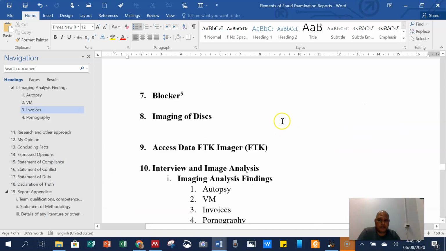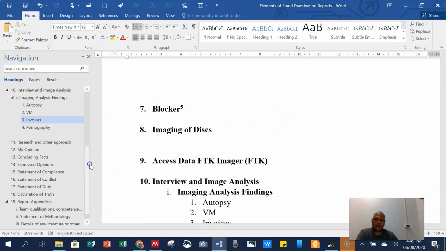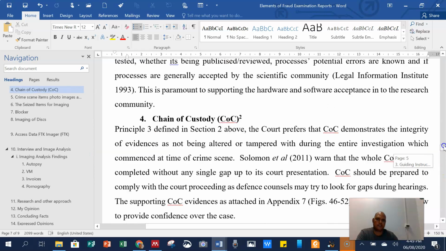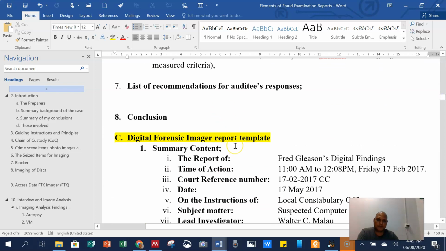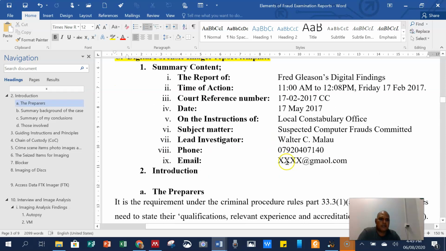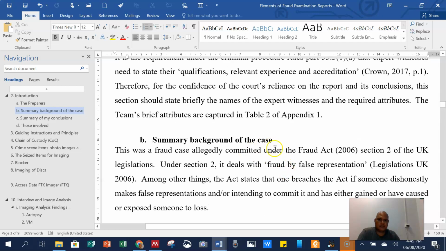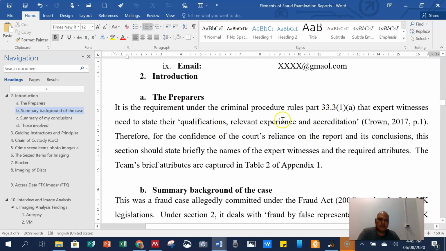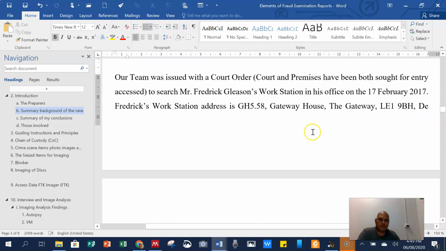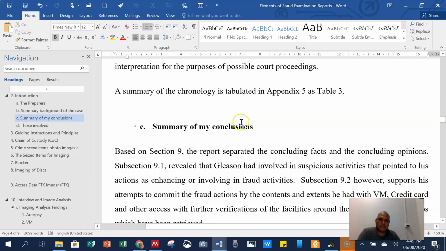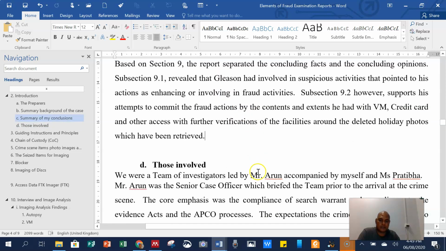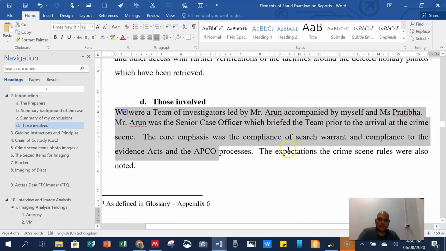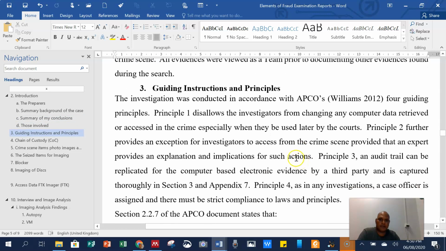witness expert report. If we go up here, I think I have detailed something that is equivalent to what I've just explained. What I have just explained in terms of the digital forensic witness expert report is just this same document. So when I talk about the summary background, this is the summary background, and preparers, these are the preparers, and summary of investigation, conclusion. This is the one, and those involved, the team involved here, and also the principle.